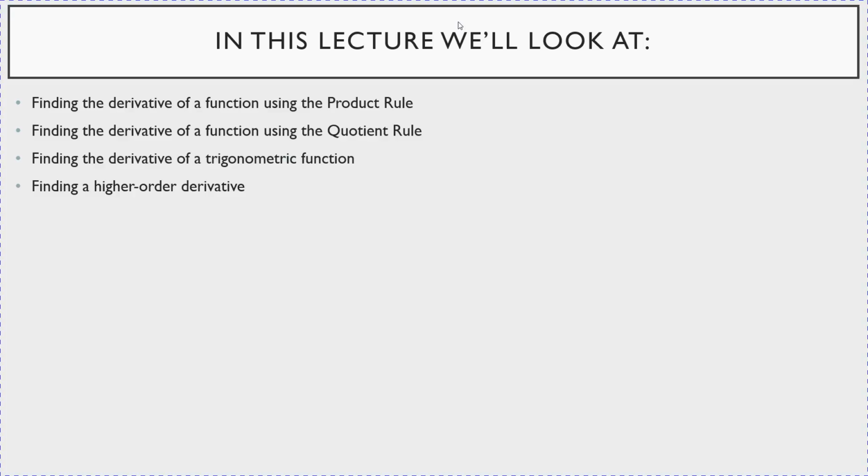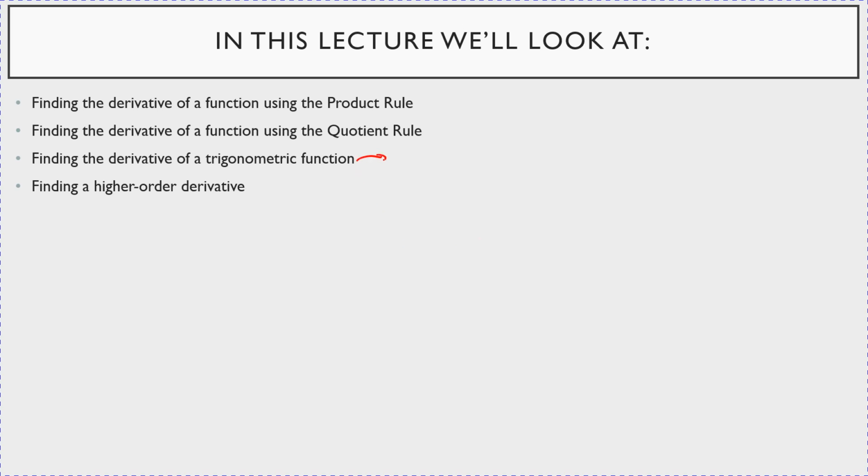Alright, anyway, in this lecture here's what we're going to look at. We're going to first look at how to find the derivative of a function using what's called the product rule. Then we'll look at how you find the derivative using the quotient rule. And then we'll talk about finding the derivative of a trigonometric function. So if you remember, we've already done sine and cosine, right?